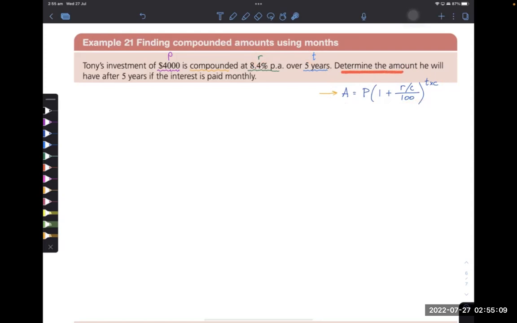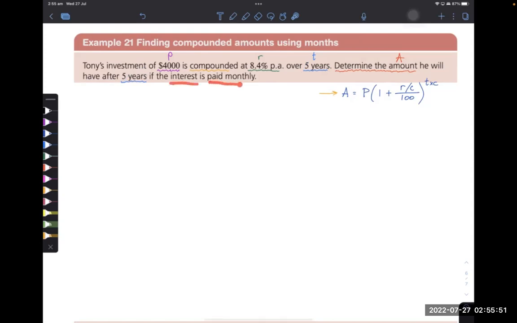It says here, determine the amount. This is what we're trying to find. It says determine. So we're trying to find the amount. The amount here is capital A. And you can see that's what we're trying to find. Determine the amount he will have after 5 years if the interest is paid monthly. So the key word in this section here is not 5 years, because we've already have the idea of 5 years here. We don't need to write it again, right? Notice if I do underline it, it's in the same colors because it's just repeating.